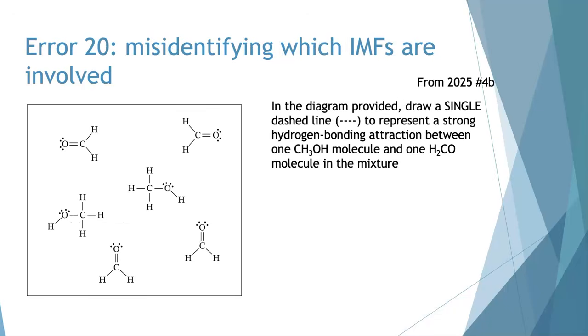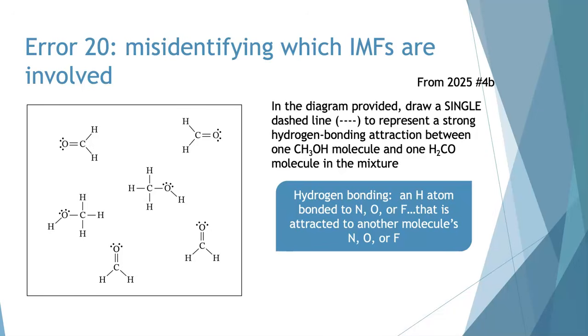Another thing that we can be asked to do in terms of hydrogen bonding is to draw where they would form between two molecules. So this is from the 2025 exam, question 4B. And we've got a sample of methanol molecules and a sample of formaldehyde molecules. And we want to draw a single dashed line to represent a strong hydrogen bonding attraction between one methanol molecule and one formaldehyde molecule. Now, thinking back to our definition, we need an H atom bonded to N, O, or F. So I'm going to highlight them in pink. There are only two hydrogen atoms that are bonded to N, O, or F, and they're both in the methanol molecules. So they're in pink.